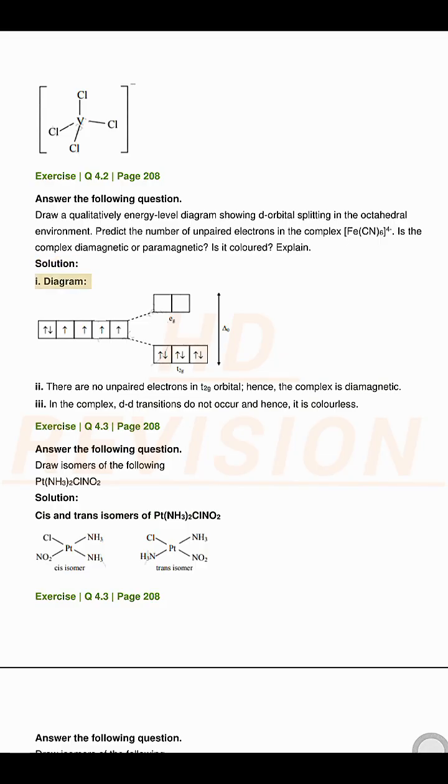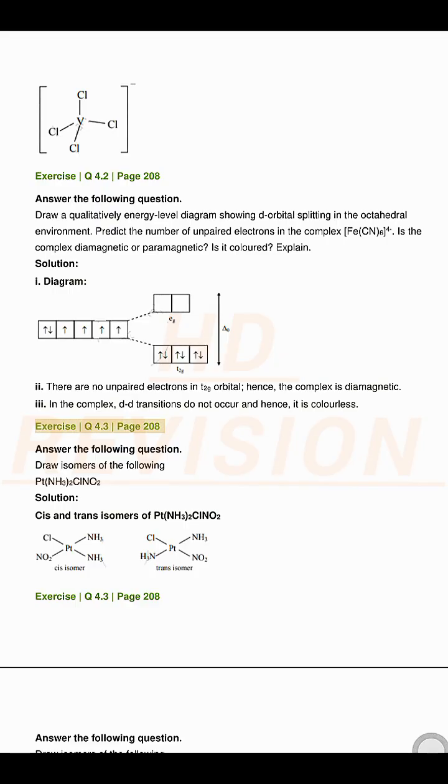I. Diagram. II. There are no unpaired electrons in the t2g orbitals, hence the complex is diamagnetic. III. In the complex, d-d transitions do not occur and hence it is colorless.